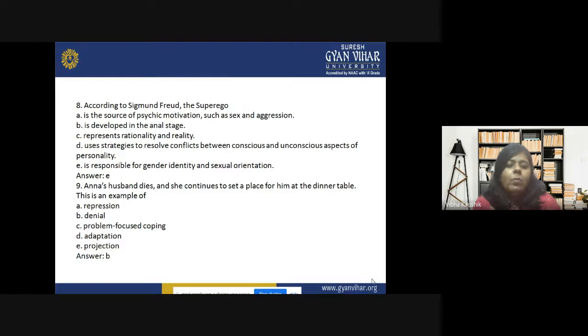Now, ninth one: Anna's husband dies and she continues to set a place for him at the dinner table. This is an example of A. Repression, B. Denial, C. Problem focused coping, D. Adaptation, or E. Projection. So these are the options, and what will be the correct answer? The correct answer will be option B. That is, the defense mechanism that Anna is using is denial.